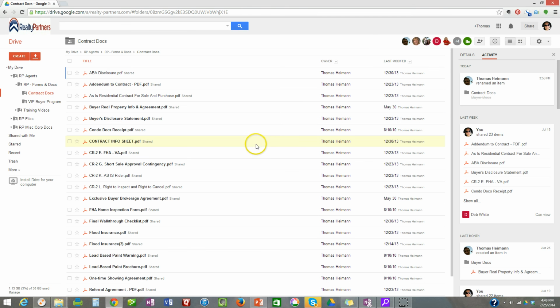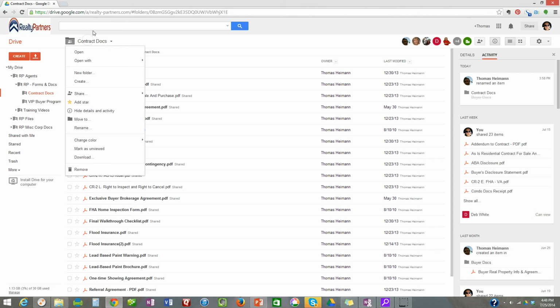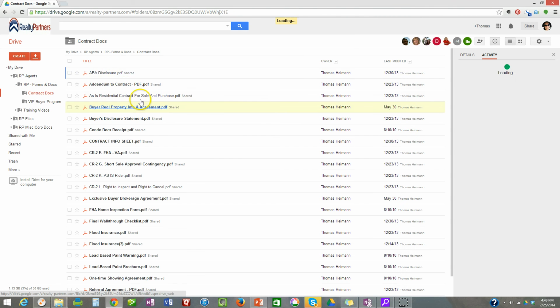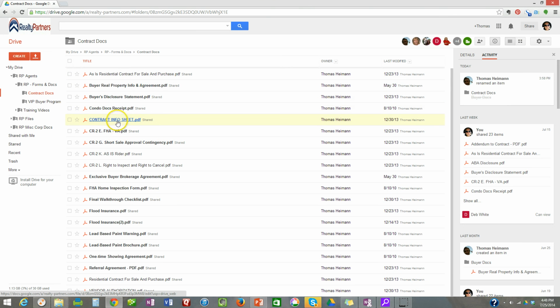So I know this can get quite confusing, and if you are one of our agents on our Google Drive, you have here in this folder RPM forms and docs, the contract docs. These are all of the documents that are most often used, like the lead-based paint brochure, the warning, stuff that you're going to be using more often than not.